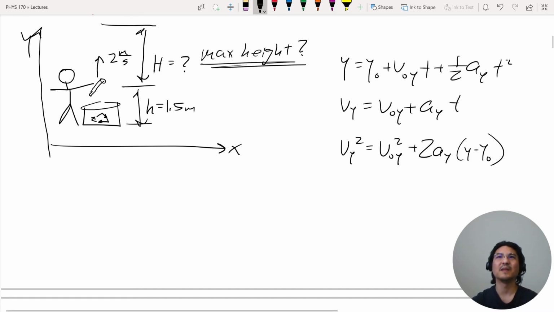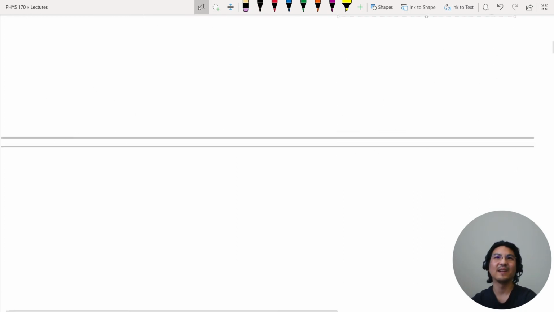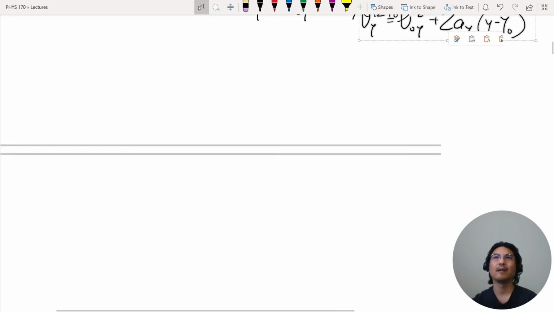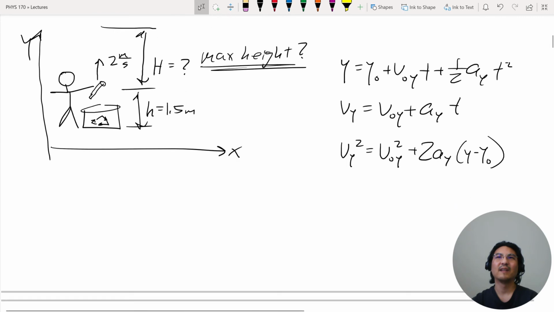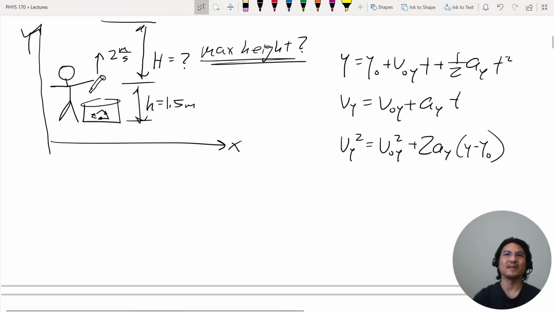Okay, let me copy this so I can use it again later. Okay, so we did that. Now we figure out what is known and what is unknown.